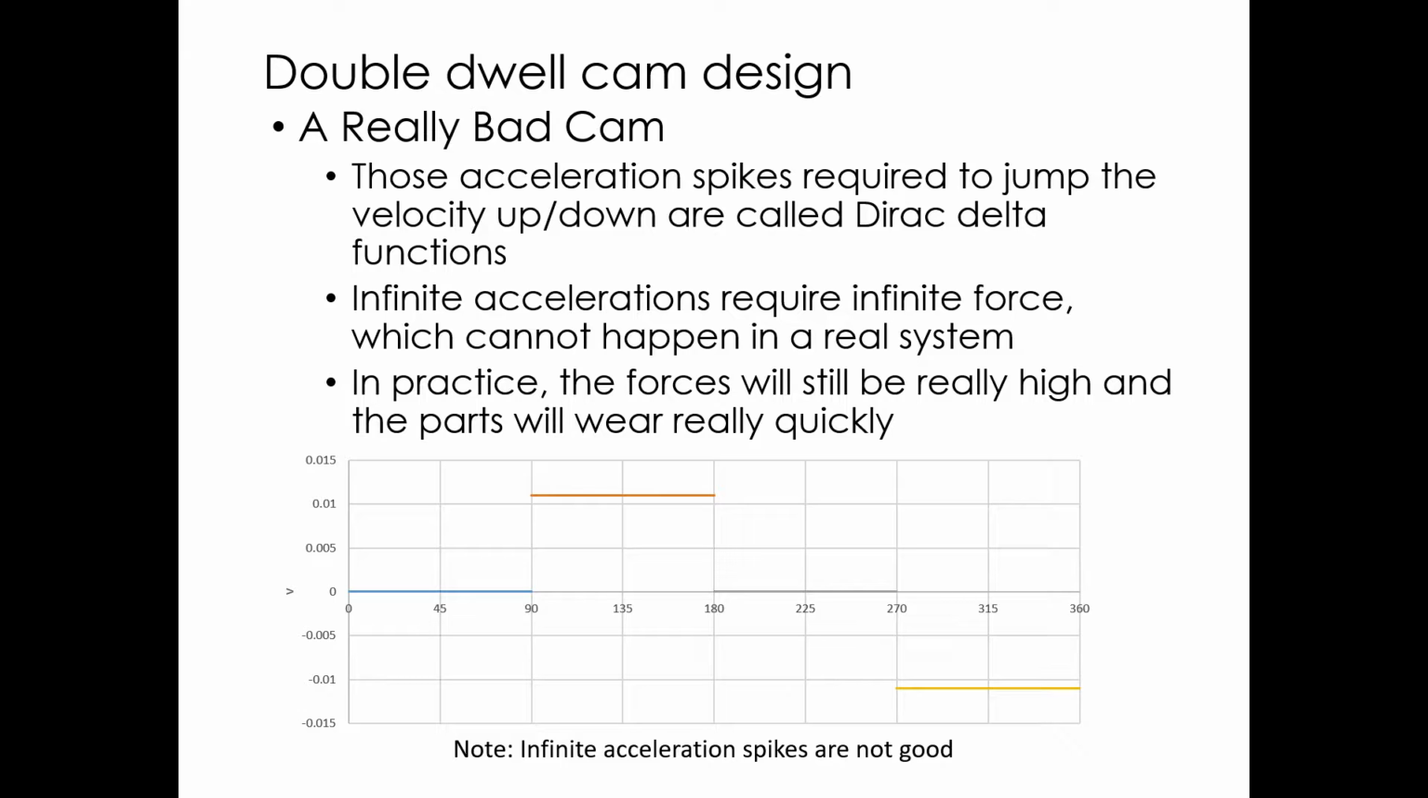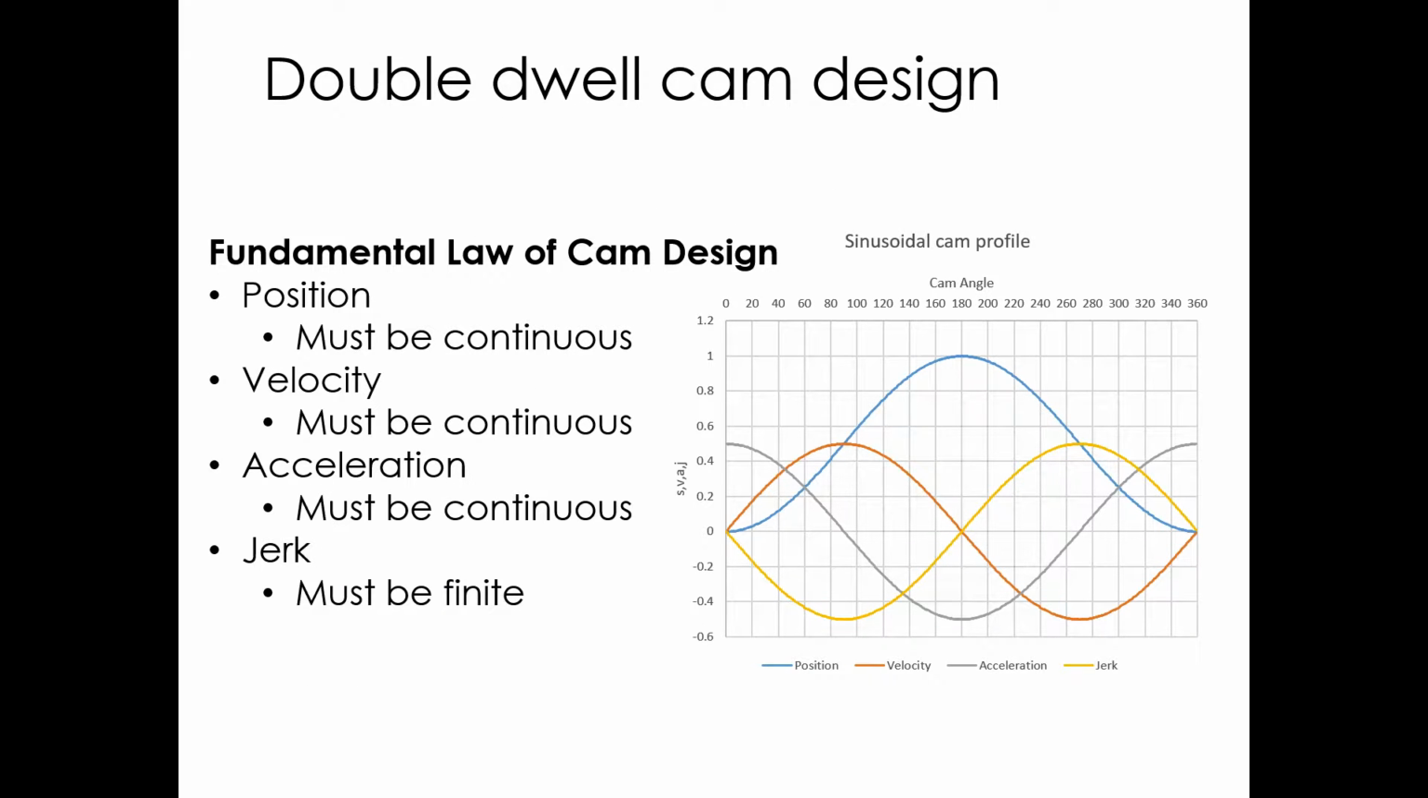So, but again, we want to avoid those. So we don't want those in our system. So we need better functions. So again, to meet the fundamental law of CAM design, we need position, velocity, acceleration to be continuous. We need jerk to be finite. We need functions that work for that.